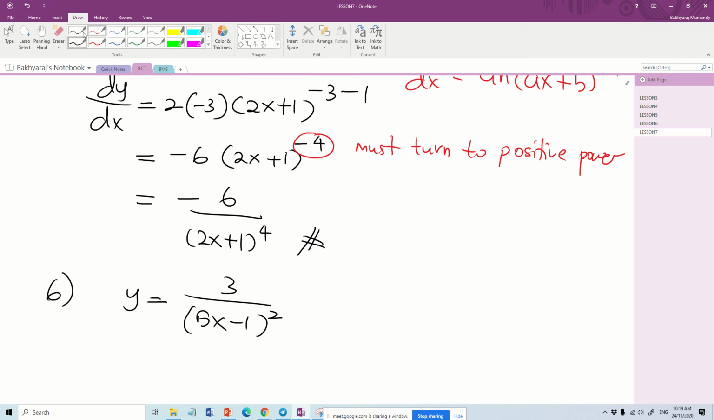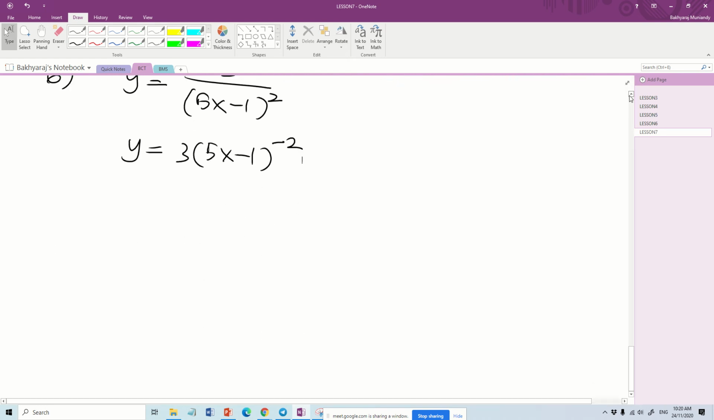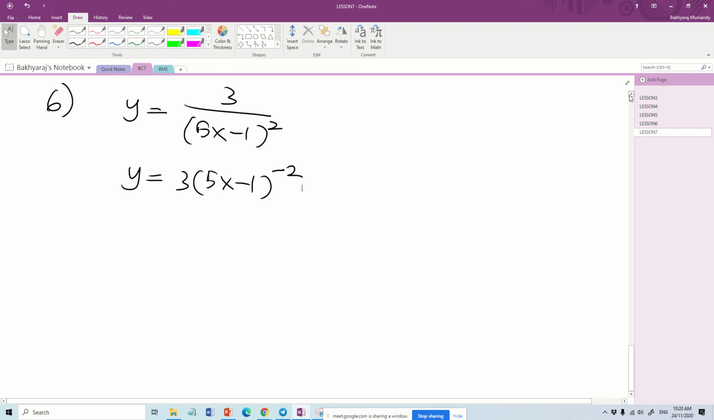Okay, so first we modify formula dia. So y equal 3 times 5x minus 1 power of negative 2. Okay, kita akan dapat ini 3 with multiplication of 5x minus 1 power of negative 2. So kita bawa di atas. And then after that, we use the standard formula. Okay, so what will be my answer?